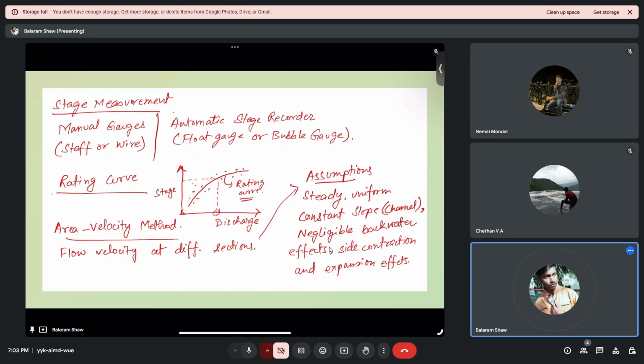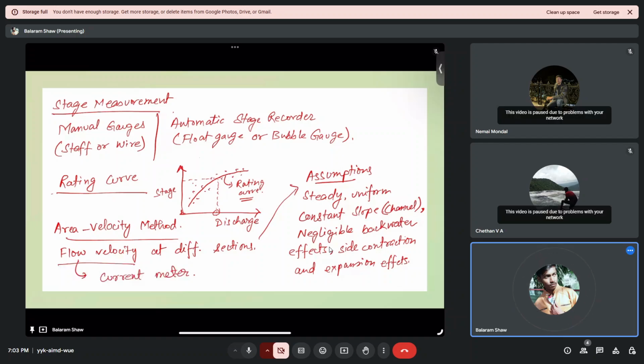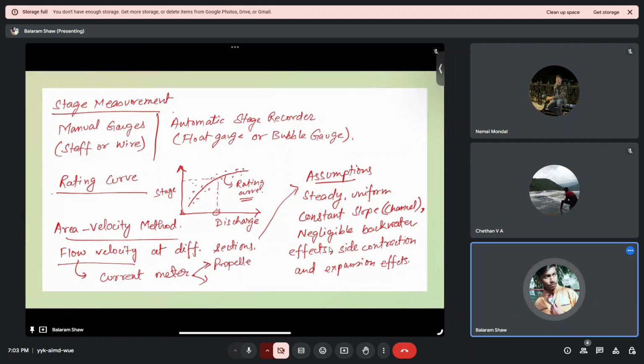current meter. This current meter is an instrument for measuring the velocity of flow in a stream. It can have a propeller or it can have a cup-shaped structure. So here you see, this is the current meter.